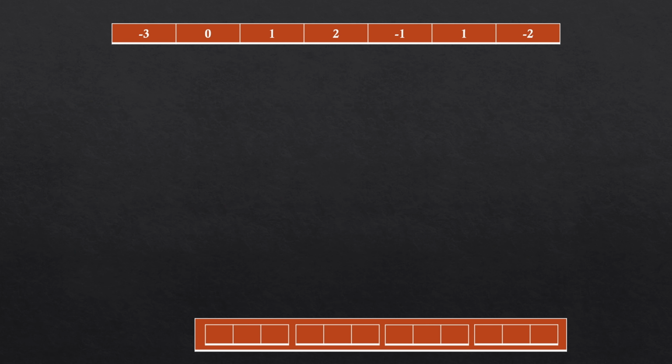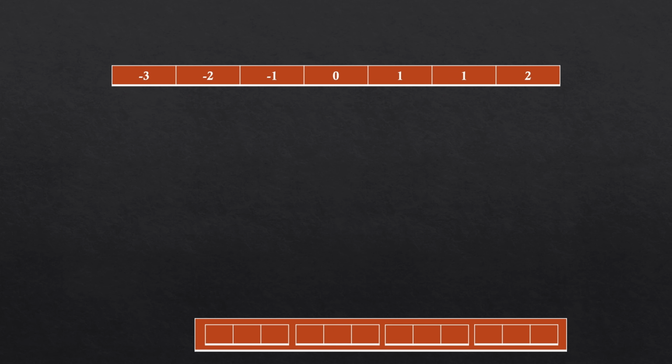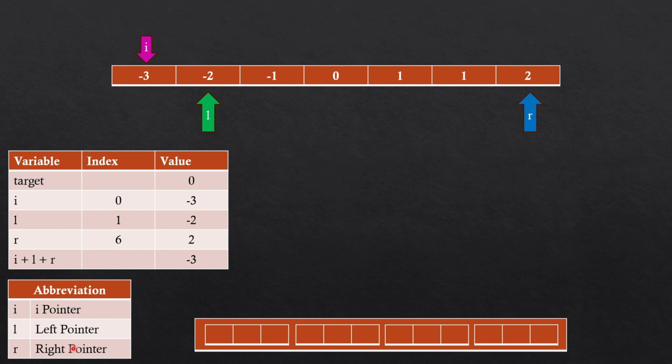Now let's try to understand how we will solve this problem. We have an unsorted array, and first of all, we will sort our array. It will look something like that. And then we will assign our pointers. We have 3 pointers: I, L and R. I is our pointer, L is our left pointer, and R is our right pointer.